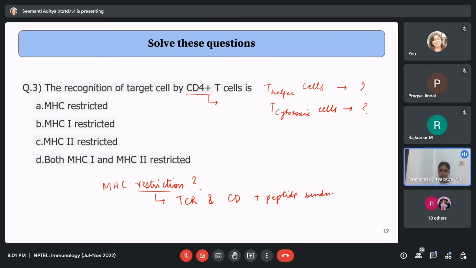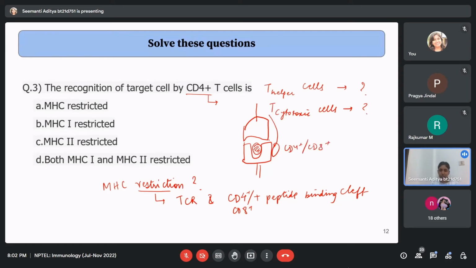So any MHC molecule, CD4 plus or CD8 plus, any MHC molecule looks like this, right? So in the peptide binding cleft, the peptide will be there. Here one T cell will bind. So MHC class restriction means it has to recognize, and here will be some CD4 plus or CD8 plus.